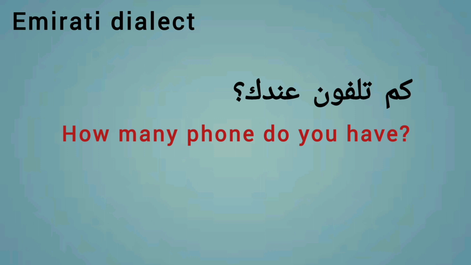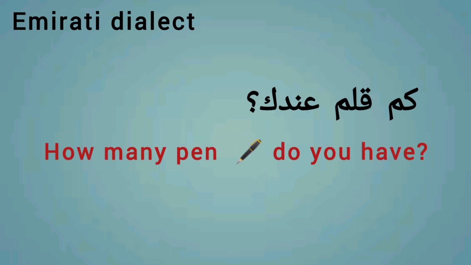كم تليفون عندك. How many phones do you have? كم means how many. تليفون means phone, and عندك you have. كم تليفون عندك. How many phones do you have? كم قلم عندك. How many pens do you have? كم how many. قلم means pen, and عندك you have. كم قلم عندك. How many pens do you have?